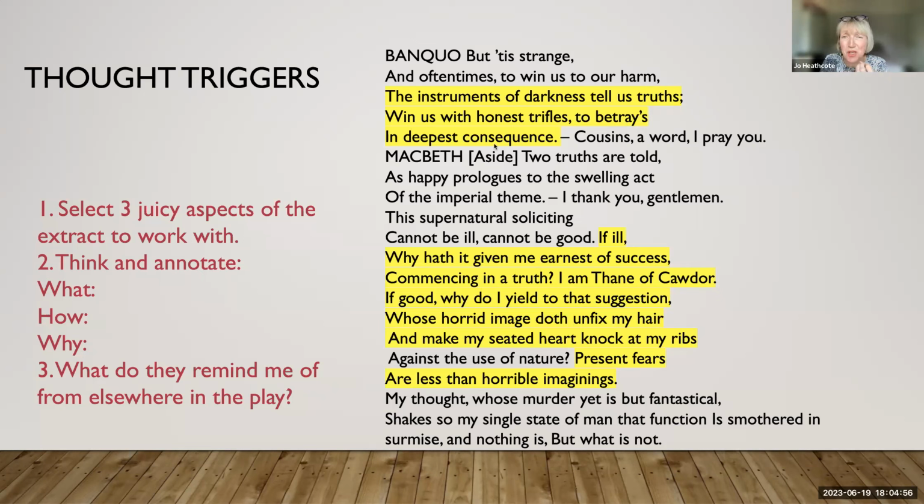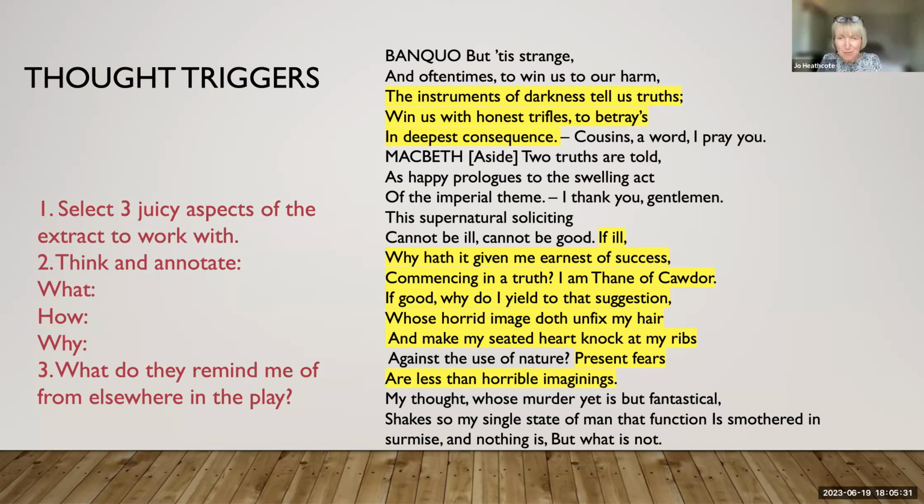We've got Banquo at the top here with this really interesting metaphor, the instruments of darkness. So if we look at that little bit at the top with Banquo: the instruments of darkness tell us truths, win us with honest trifles. My goodness, doesn't that in some respects make us think about the witches later on in the play, when they talk about Birnam Wood moving and Macbeth thinks, ha ha ha, that will never happen. Win us with honest trifles to betray us in deepest consequence.